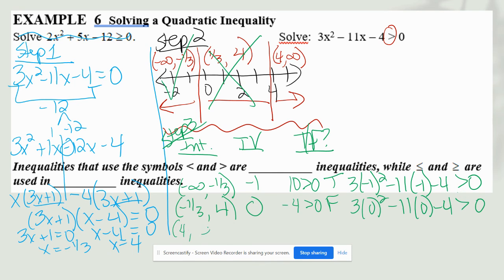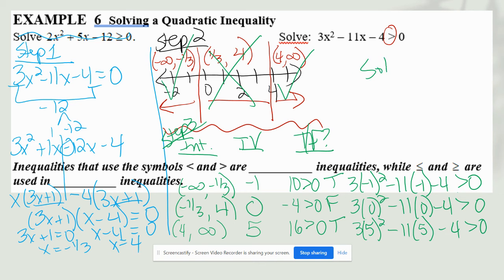On our last interval from 4 to positive infinity, I'm going to make that test value 5. So 3 times 5 squared minus 11 times 5 minus 4. We end up with 16 is greater than 0. That is also true, so we can have that last part. Our solution then will be negative infinity to negative 1/3 union 4 to infinity.